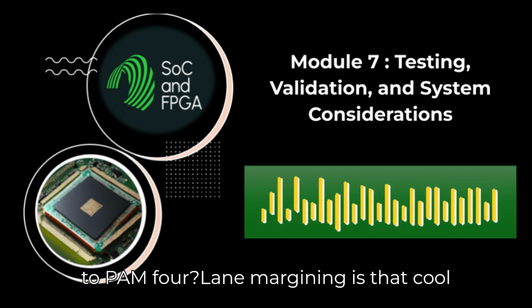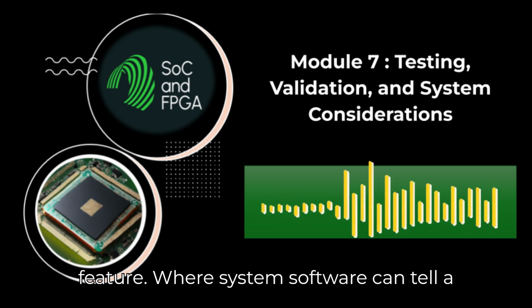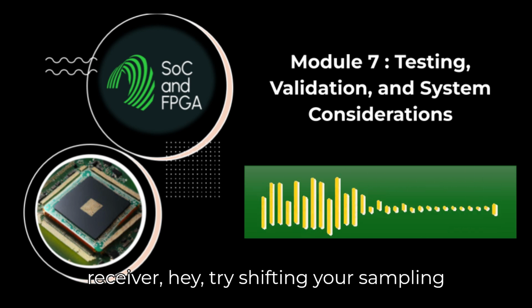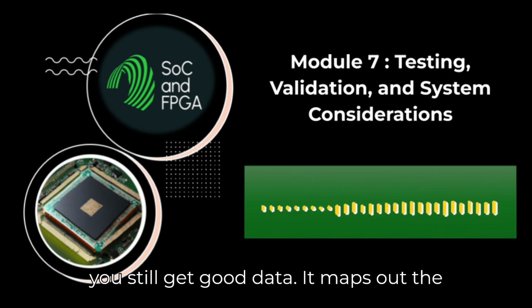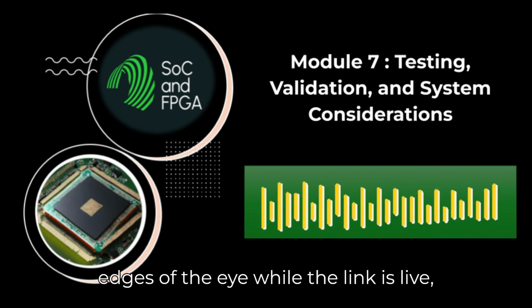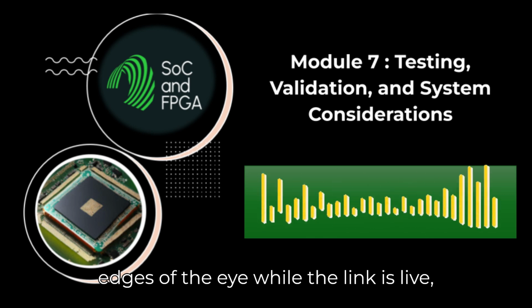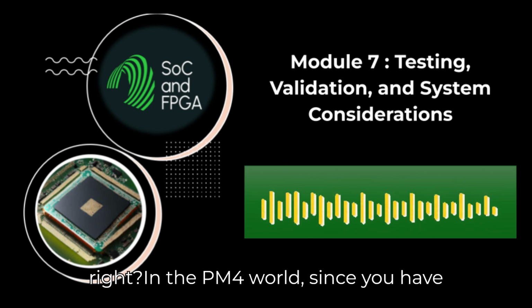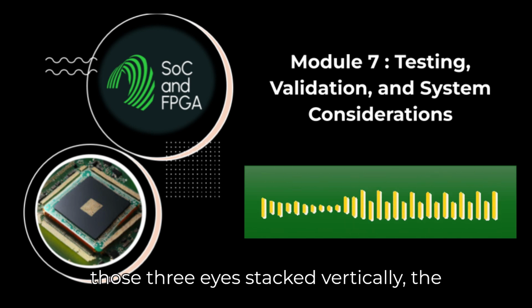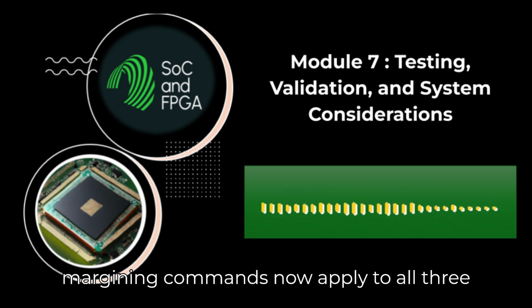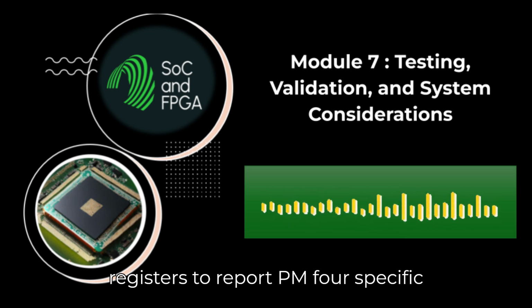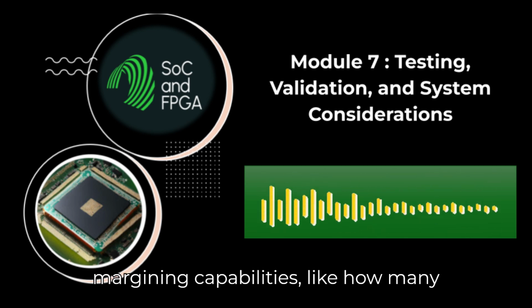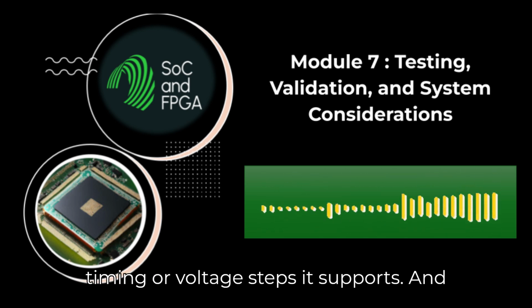Lane margining is that cool feature where system software can tell a receiver, hey, try shifting your sampling point a little bit left or right in time or up or down in voltage, and tell me if you still get good data. It maps out the edges of the eye while the link is live. Right. In the PAM4 world, since you have those 3 eyes stacked vertically, the margining commands now apply to all 3 eyes simultaneously. There are new registers to report PAM4-specific margining capabilities, like how many timing or voltage steps it supports.